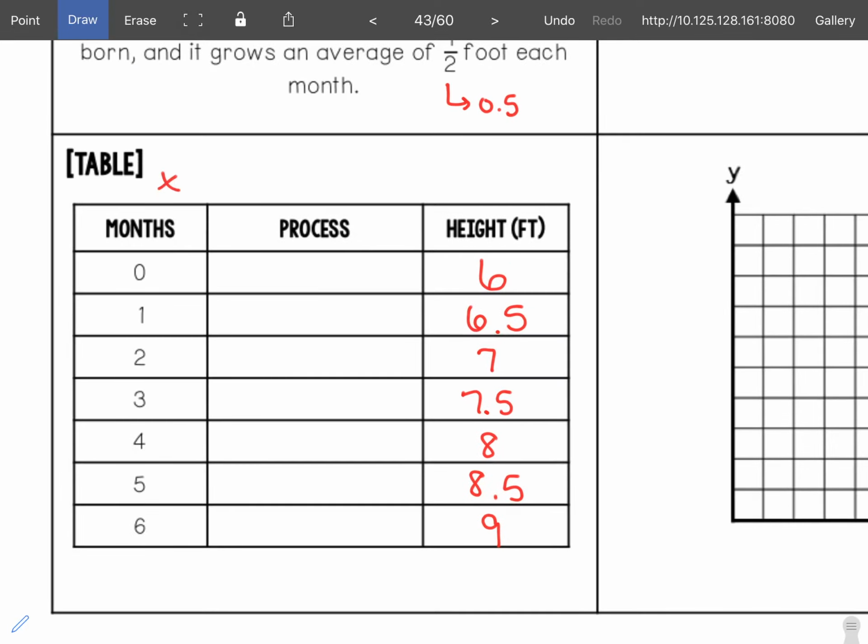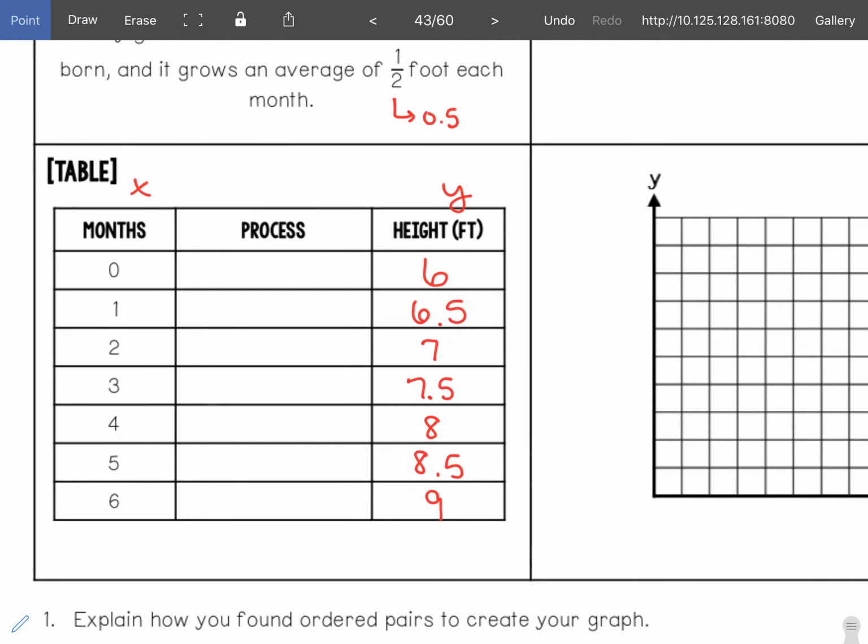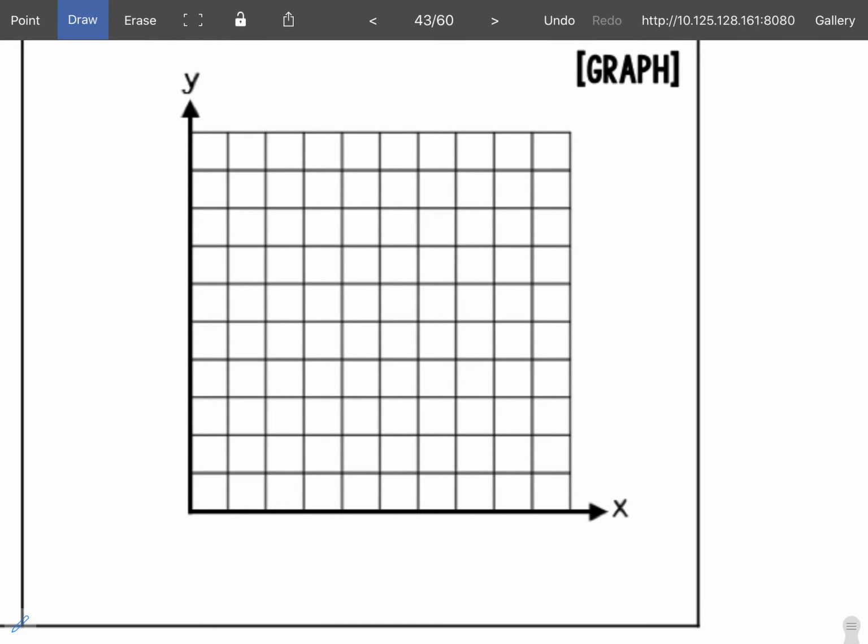Let's go ahead and go over to the graph. If this is our x and this is our y, we can plot these points because we have our ordered pairs: 0, 6; 1, 6.5; 2, 7; 3, 7.5; and so forth. We're going to label our x-axis as our months. If this is 0 right here, we're going to count by 1: 1 month, 2 months, 3, 4, 5, 6, 7, 8, 9, and 10.